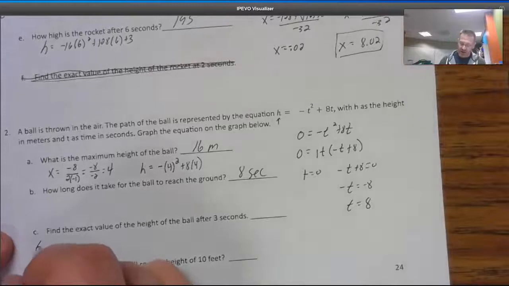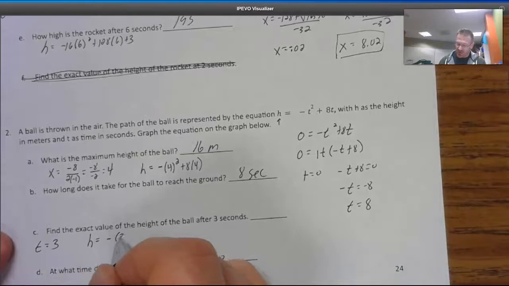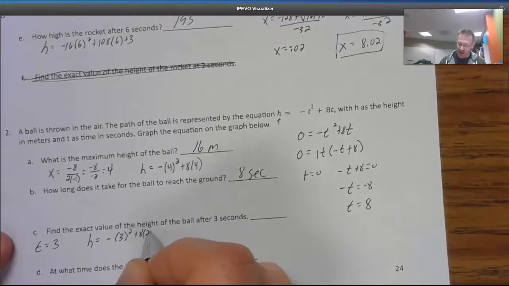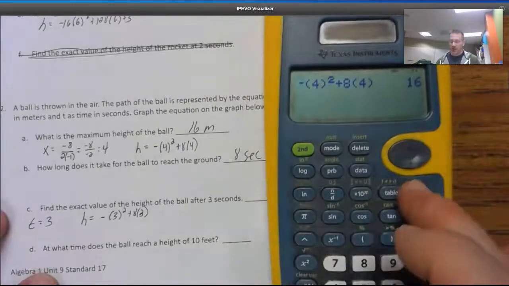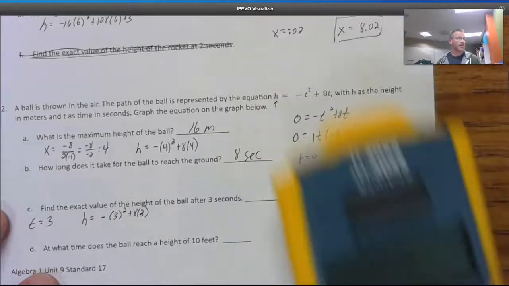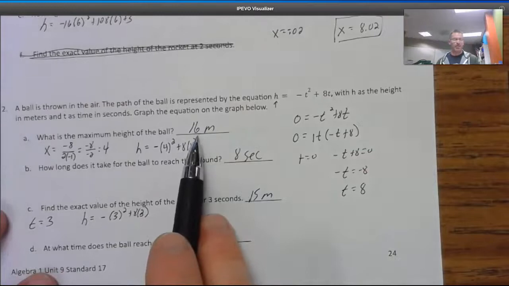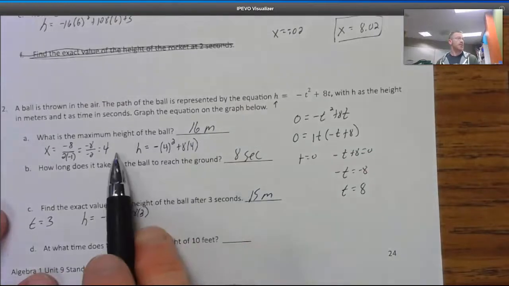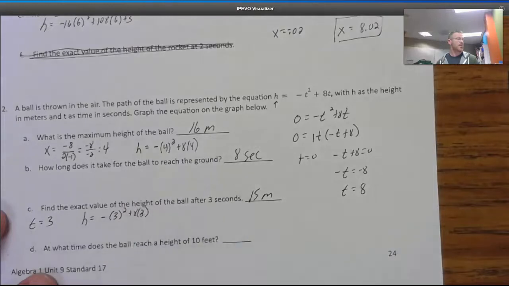Now find the exact value of the height of the ball after 3 seconds. Once again, that tells me that t is 3, and I'm looking for h, so h equals negative 3 squared plus 8 times 3. Once again, write that down and identify those variables, and it will help you. So negative 3 squared plus 8 times 3, and so it's at a height of 15. That's really close to the vertex, that maximum height, and that makes sense because the maximum height happened at 4 seconds. So if I'm at 3 seconds, I should be pretty close.